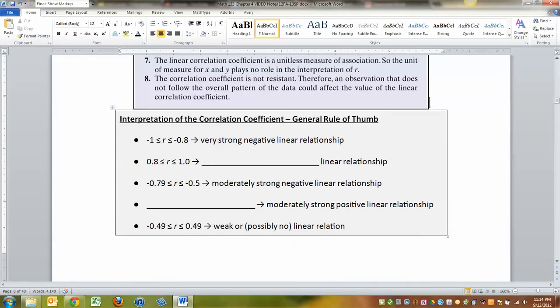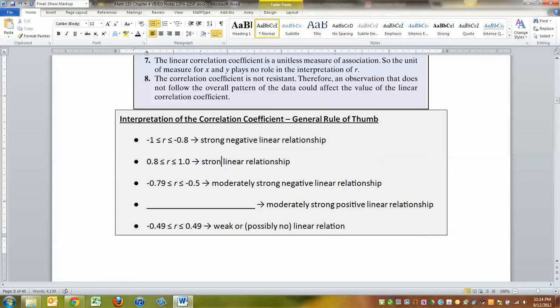All right, now this is just a rule of thumb. Notice this is not perfect, but this is just kind of our way of gauging this. Let's see, -1 is less than or equal to R, which is less than or equal to -0.8. That's considered, I guess I don't really like the word very in there, I'm just going to say a strong negative linear relation. And then between 0.8 and 1 would be a strong positive linear relationship. Between it's really -0.7999999, right? Forever.